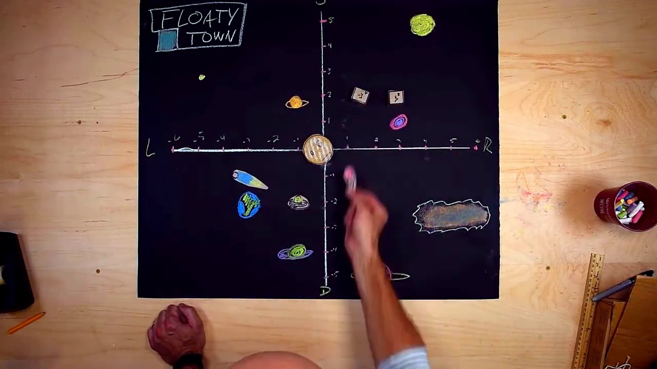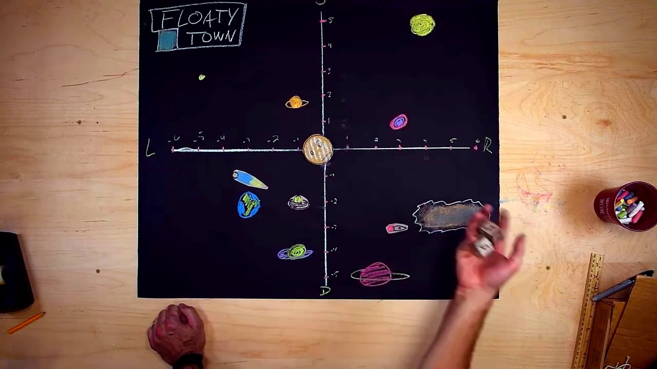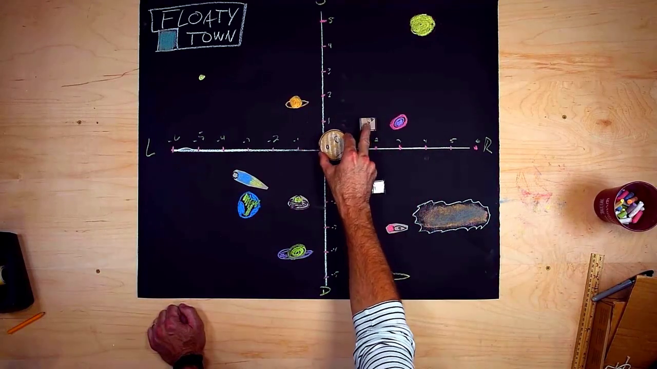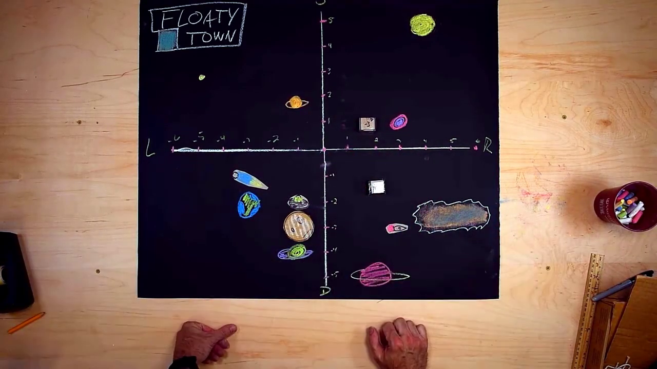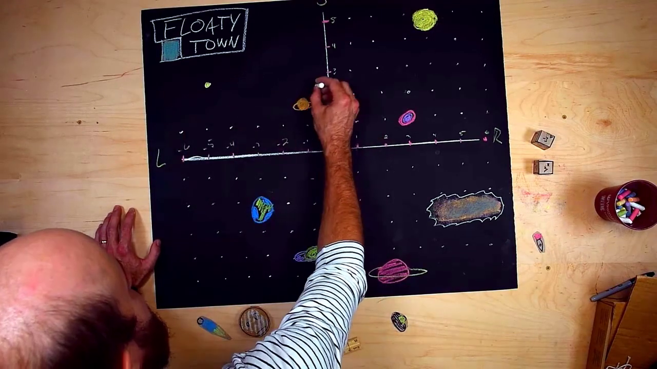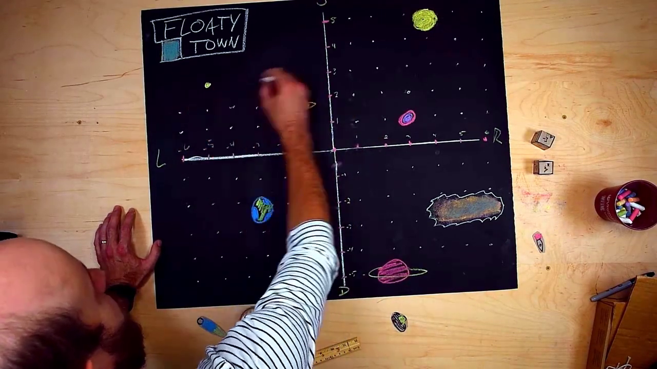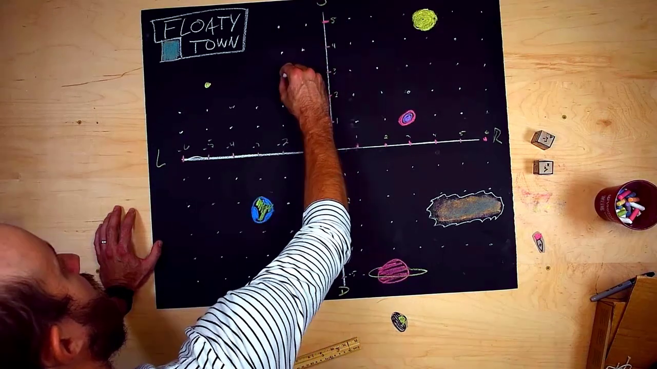Maybe each one is a specific number of points. Maybe you want to make it to a specific one. I don't know. It's up to you. And here at the end, I also decided to add some dots as a grid to help you figure out where exactly you need to move to. Added bonus, they look like stars.